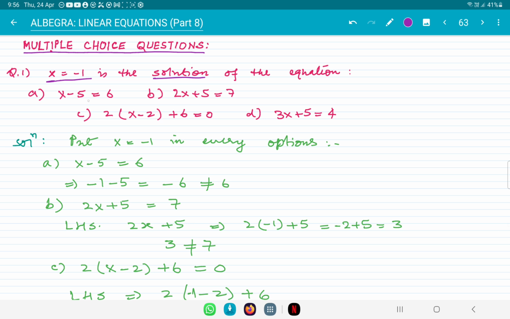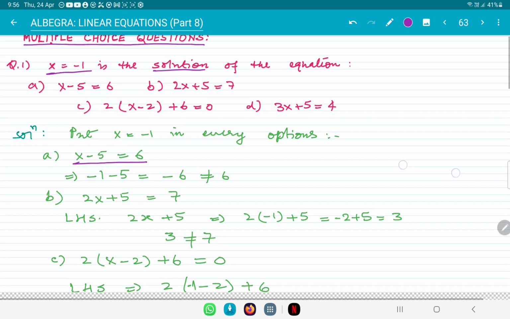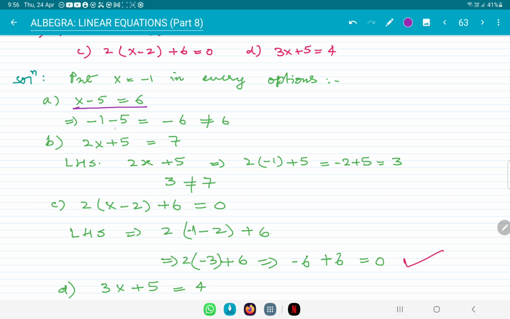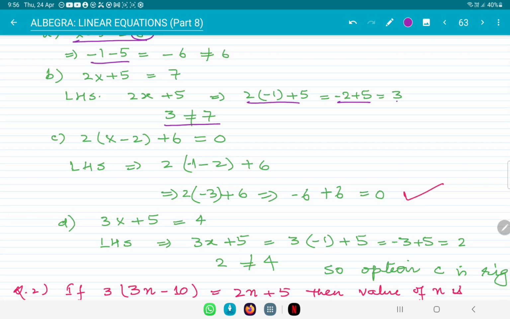Okay, so now the first equation is x minus 5 equals 6. So put x equals -1 in this. So -1 minus 5 equals -6. But on the right hand side we have 6. So it is not equal. So this will not be our option. Now take the second one, 2x plus 5 equals 7. Put -1. So this will become -2 plus 5 equals 3, and 3 is not equal to 7. So this will not be our option.